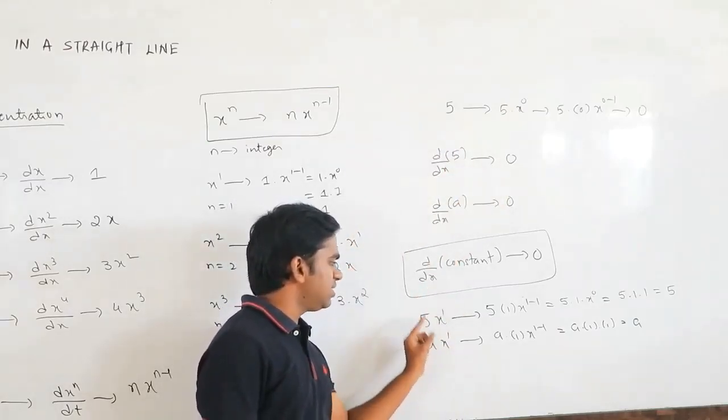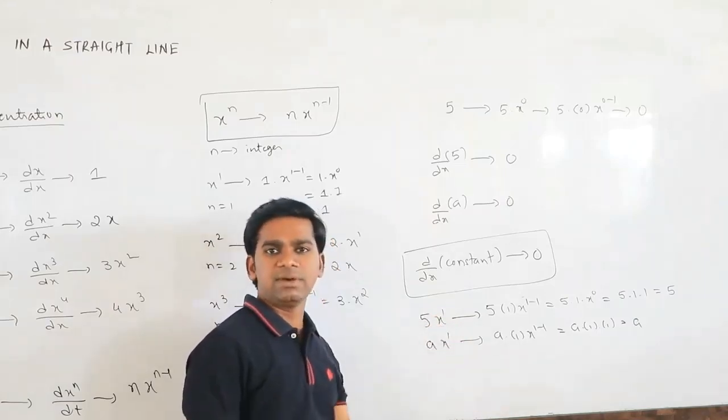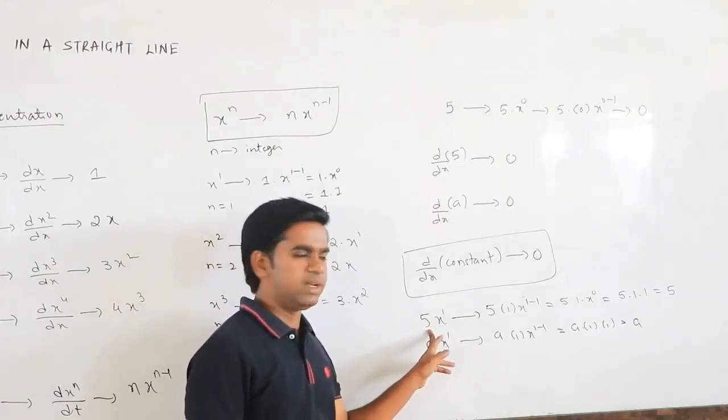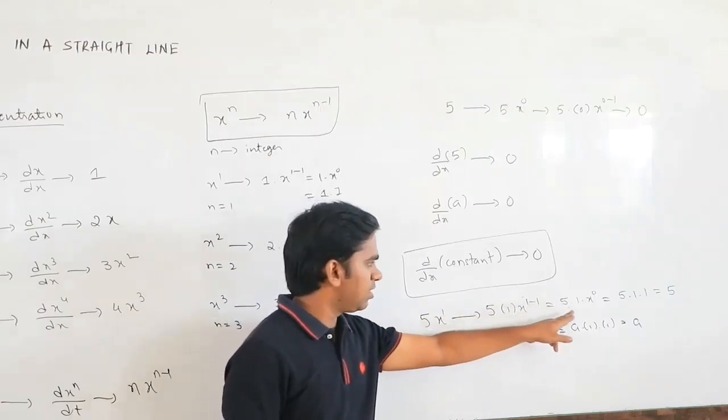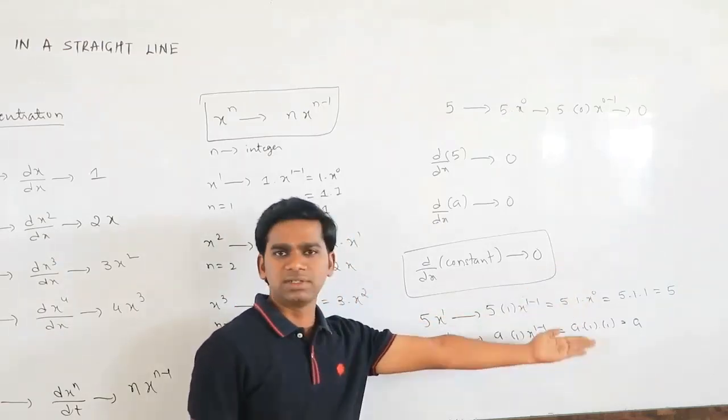If a constant is having some variable, x, t or something, then it is not going to be 0. You can solve it, and you will get some constant value there.